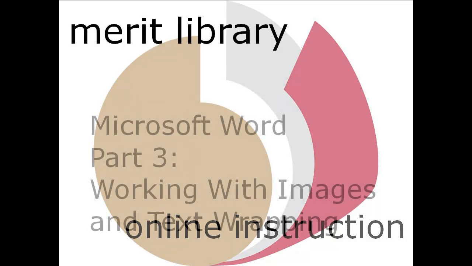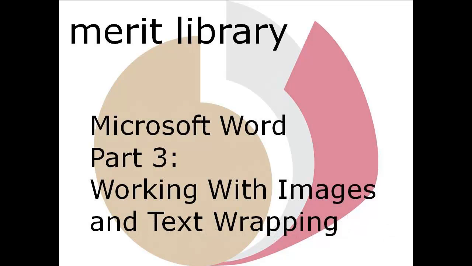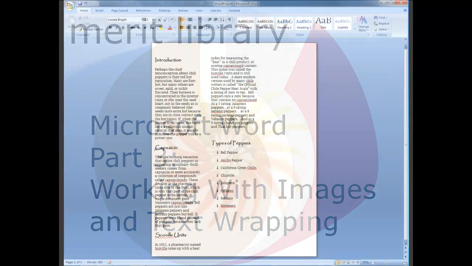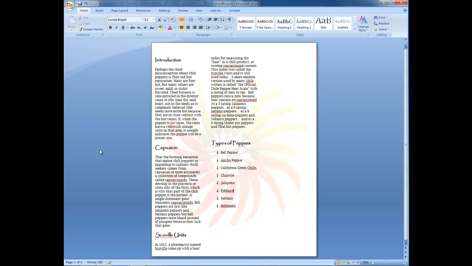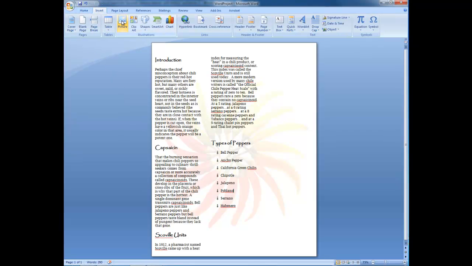Microsoft Word, Part 3. In this tutorial, you will learn how to work with images and text wrapping. Now that we have our text broken up into columns, it's time to add in some images to make it have a little more interest and to break up the words a little bit. To add in an image, click on Insert, then Picture.